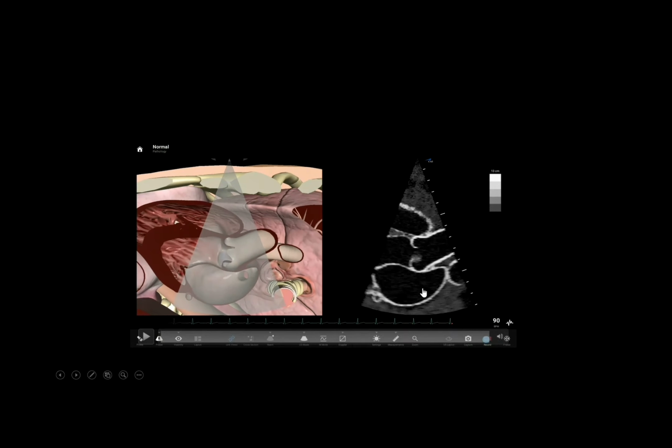Focusing on the base of the heart, again your left atrium, left ventricle outflow tract, aortic valve, root of aorta, and the ascending aorta.